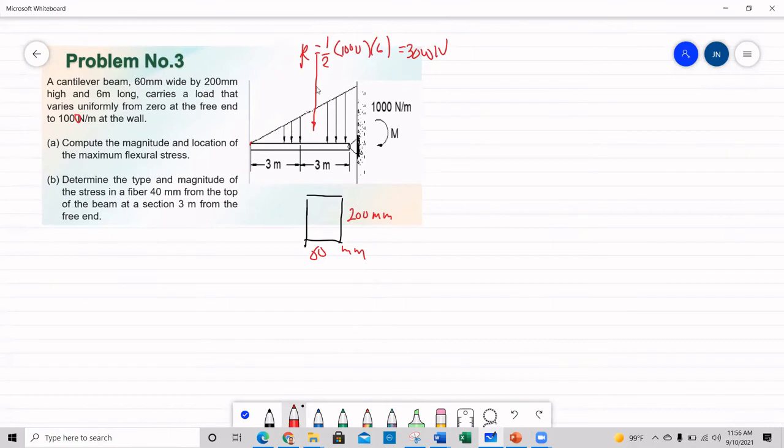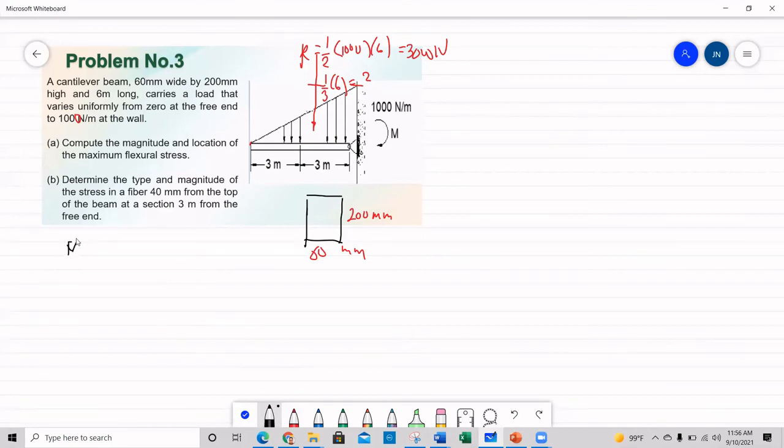Now, the moment arm is going here. For a triangle, the center is just 1/3 of the length. So this is 1/3 of 6, which is, in other words, 2. So from here, we can compute the moment, which will go straight to the calculation. For all we know, the moment is necessary for the flexural stress.